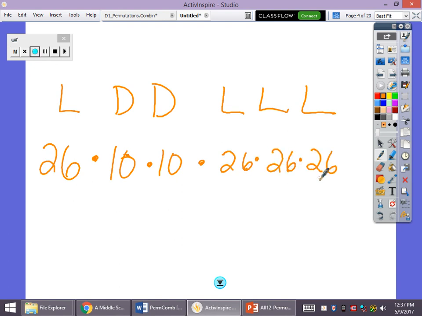So either using your phone or a calculator, please multiply those numbers together and tell me how many different combinations of Texas license plate are there?